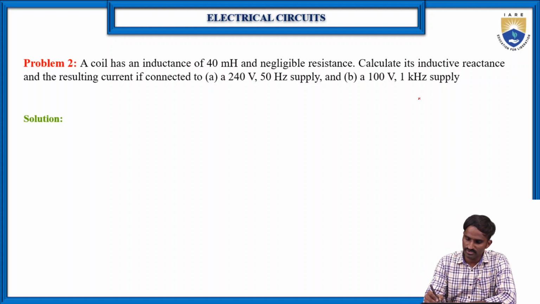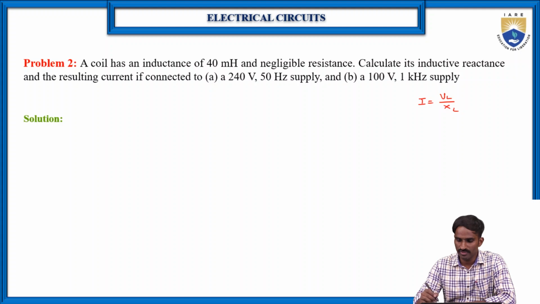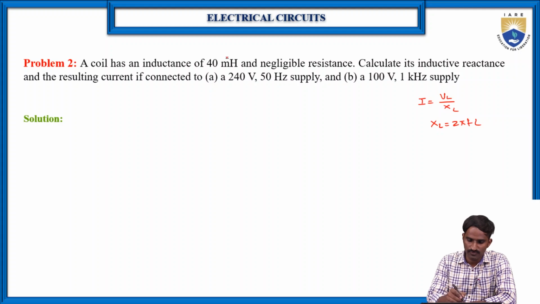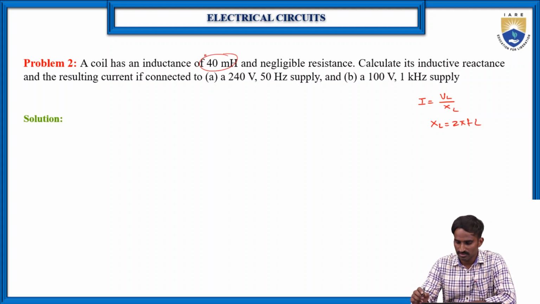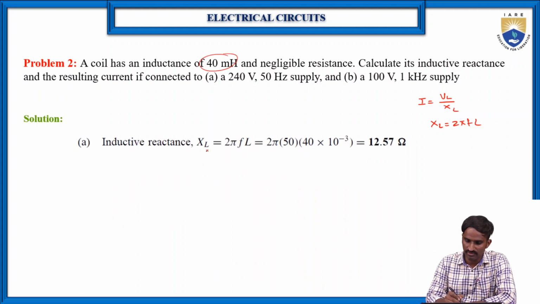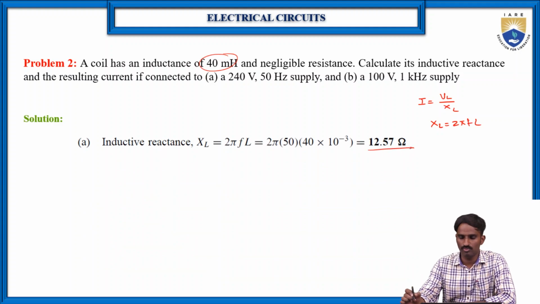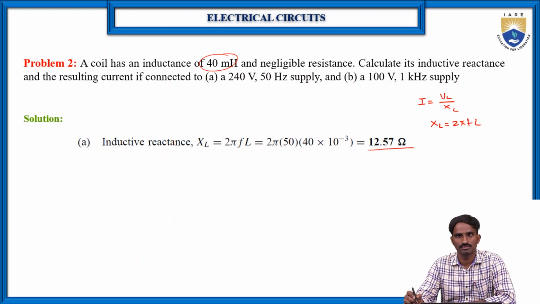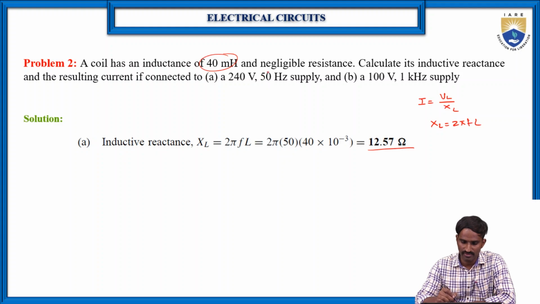The equation for the current is I equal to VL by XL. VL we know is 240 volts, but XL we don't know. So again by using the same equation as in the previous case, 2 pi F into L, where L is 40 millihenries, then substitute, and you will get the XL value in the first case as 12.57 ohms, because in the first case the frequency is 50 Hz.